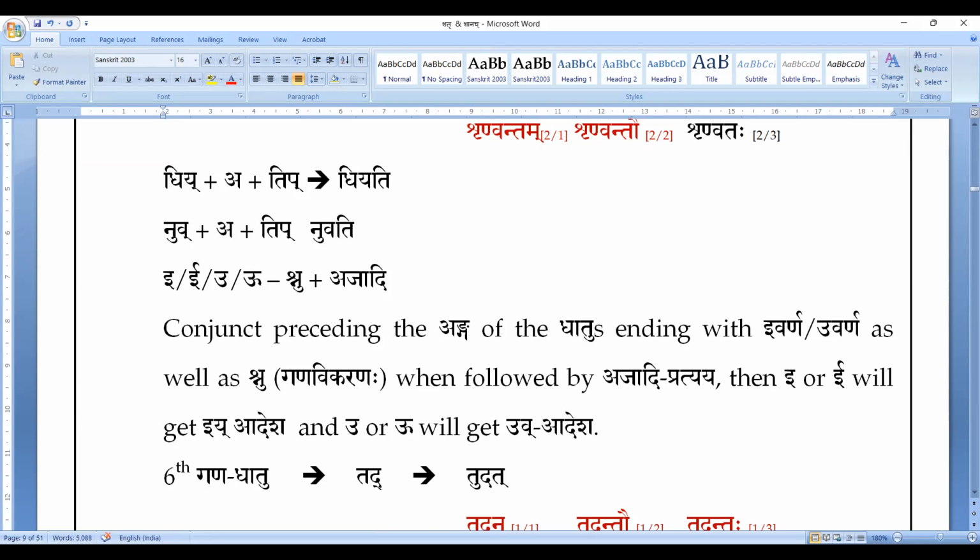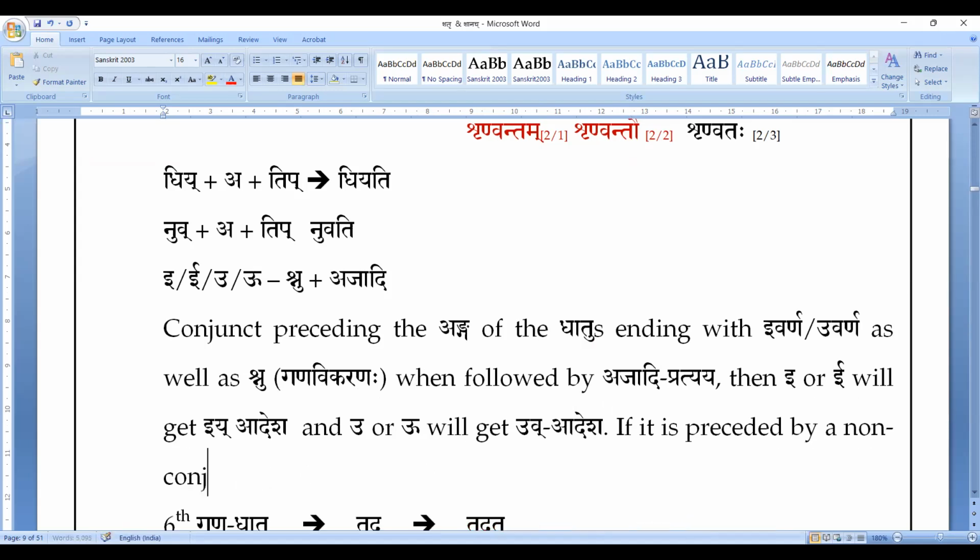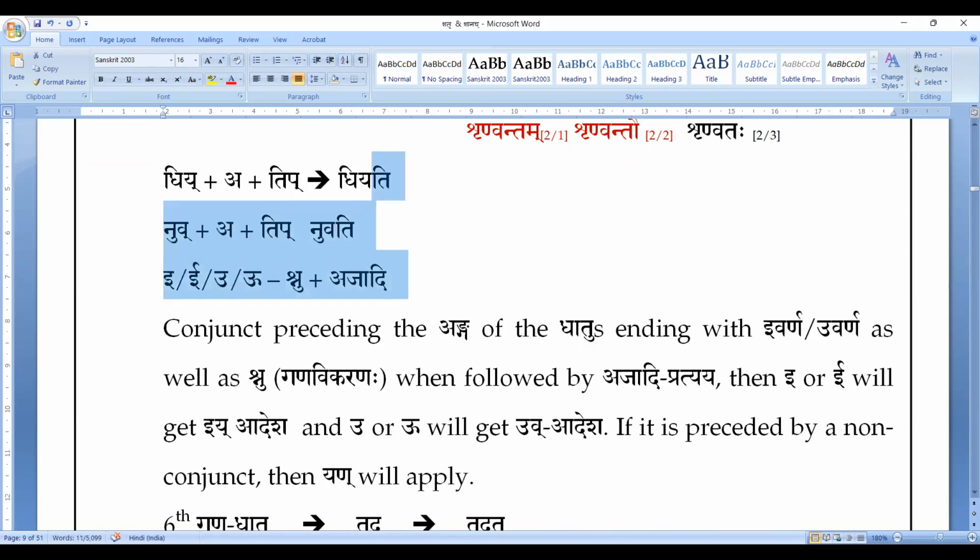Otherwise, if it is preceded by a conjunct or non-conjunct, it is yan sandhi. If it is preceded by a non-conjunct, asanyoga, then yan will apply. Okay. Then note this.